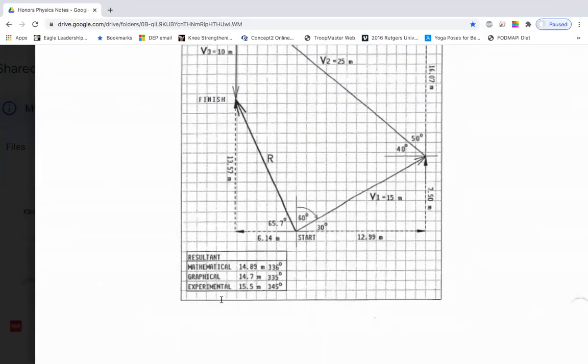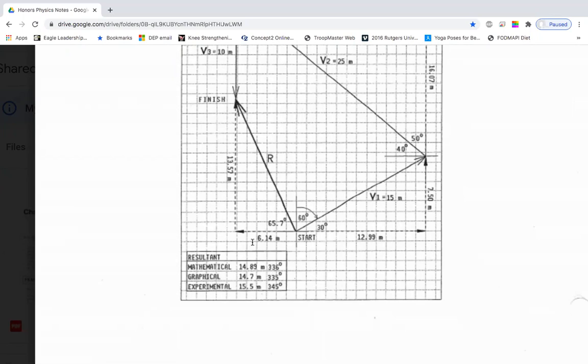Well, now we can put down all the answers. We have it done mathematically. How? By taking these components and doing the Pythagorean theorem, you can get 14.89 meters. By doing inverse tangent, you get 65.7. You need to add 270 degrees to that to get 336.